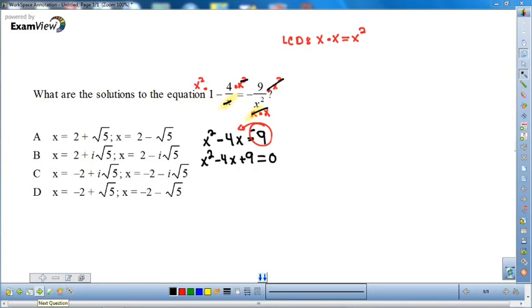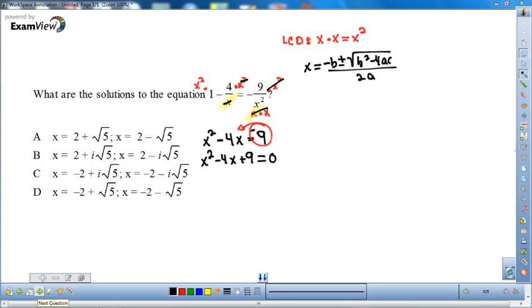And when you're looking at this, there's no way you're going to be able to factor this. So you're going to have to solve this two ways. You can either A, use the quadratic formula, which is the opposite of b, plus or minus the square root of b squared minus 4ac all over 2a, or you can use completing the square.